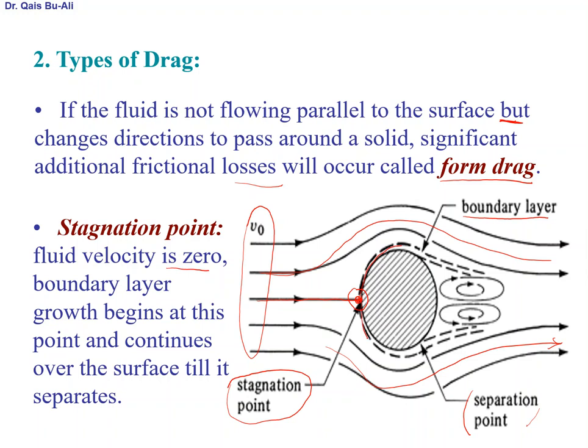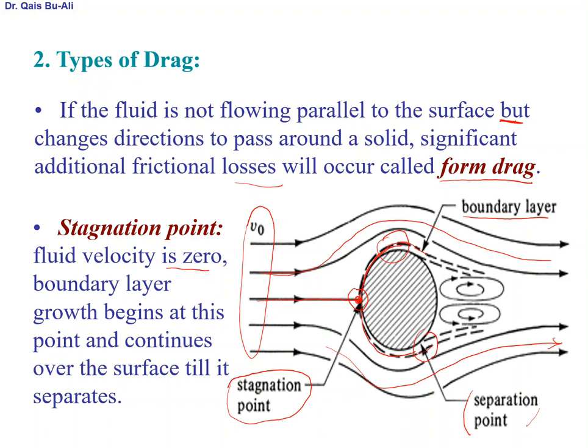From this point, as you can see, the boundary layer will start to grow. The boundary layer growth begins at this point and continues over the surface till it separates. So from here the boundary layer will grow, and then there is a point where the boundary layer will separate, here and here, as you can see. So this is called the stagnation point. This is the first thing.